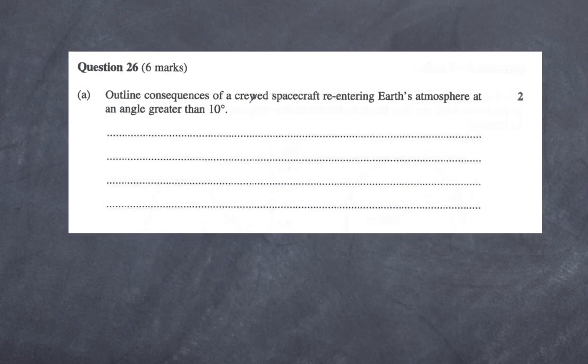Outline the consequences of a crewed spacecraft re-entering Earth's atmosphere at an angle greater than 10 degrees. Okay, the first thing is to outline, so sketch in general terms. You don't need mathematical physics here. Understand that it is plural consequences, and it's a crewed spacecraft, so we're really interested in the astronaut. And there are really only 2 things that are going to happen. The first of all is that at greater than 10 degrees, you're going to have very high acceleration. In other words, the spacecraft is going to slow down really, really quickly.